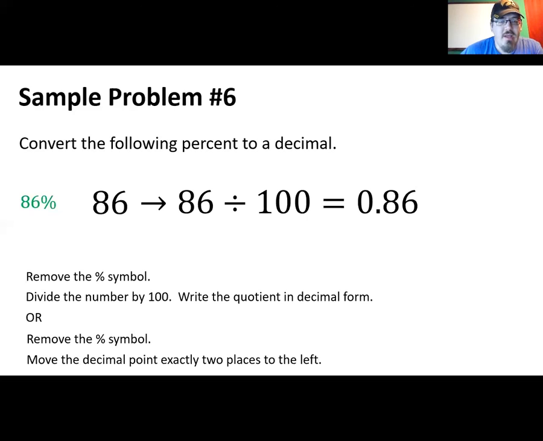Now, the other shortcut, similar to what we did before when we went from a decimal to a percent, is instead of multiplying by 100, since we're going in reverse, we divide by 100. And what that means is we can quickly make this conversion by moving the decimal point to the left. And again, we move it exactly 2 spaces, no more, no less. So the decimal point's next to the 6 to start with, so 2 spaces to the left gets us 0.86. And there you go. There's your final answer for that conversion.